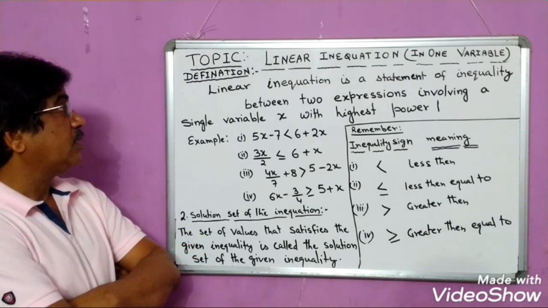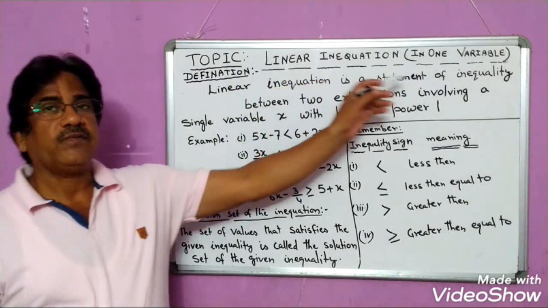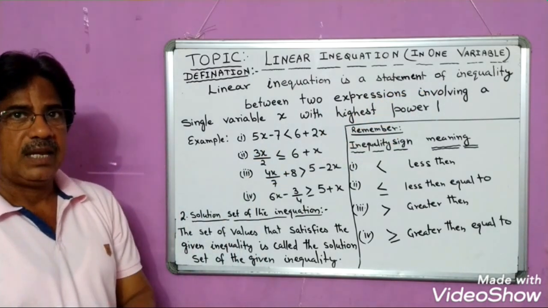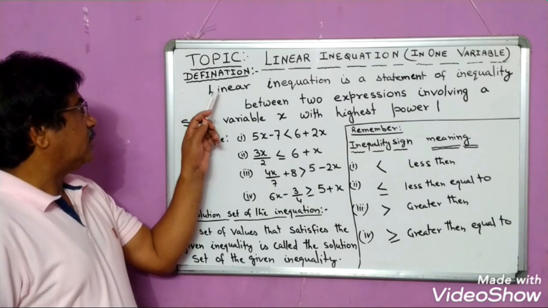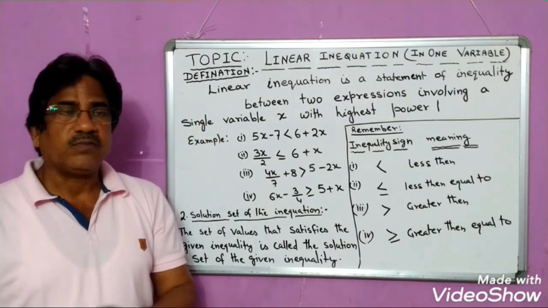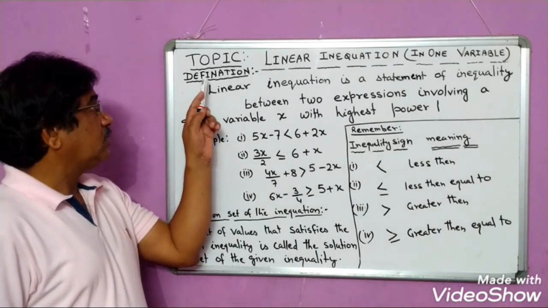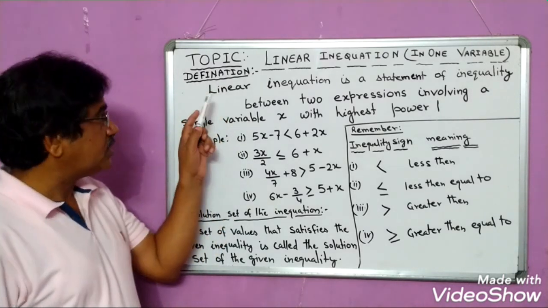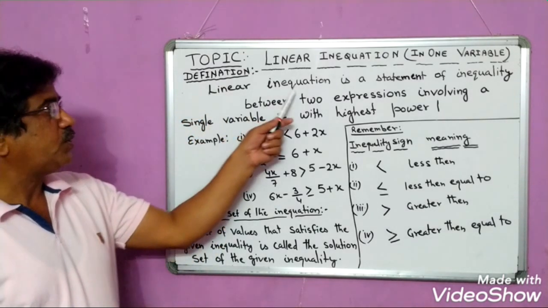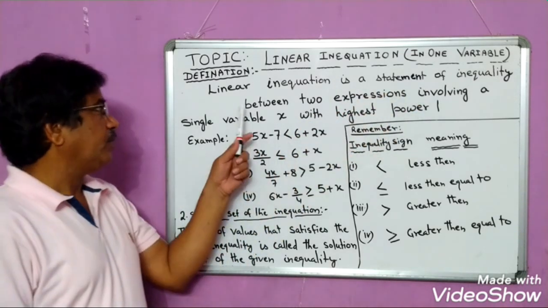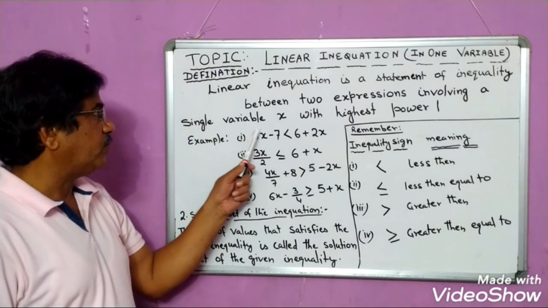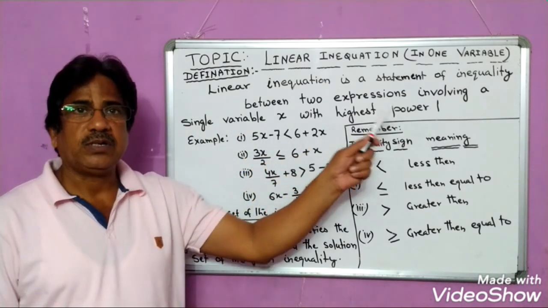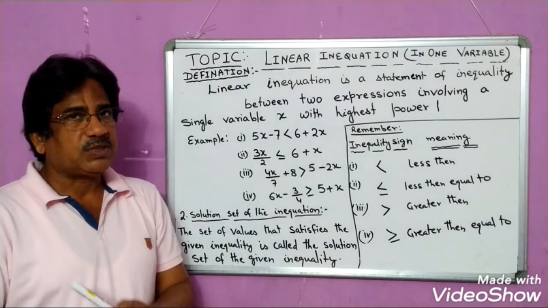Let's start a new topic, linear inequation in one variable. It is an algebraic topic. First of all, we must understand the meaning of linear inequation. The definition says that a linear inequation is a statement of inequality between two expressions involving a single variable x with highest power 1.